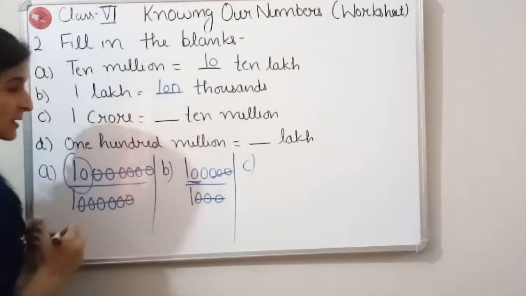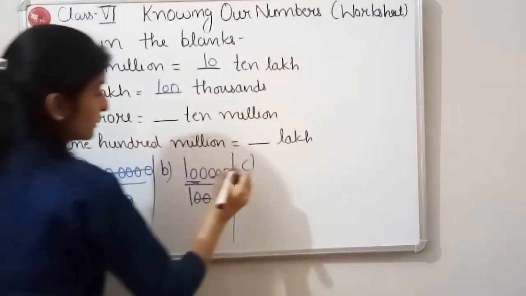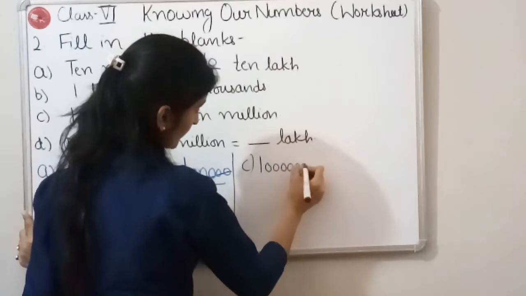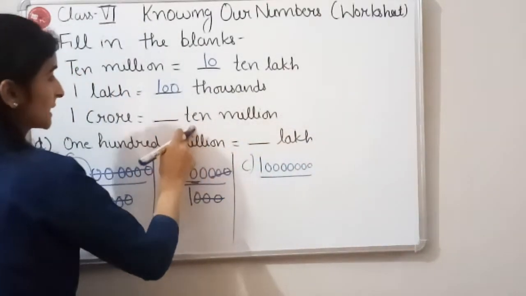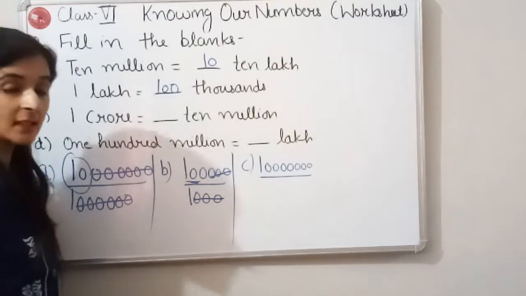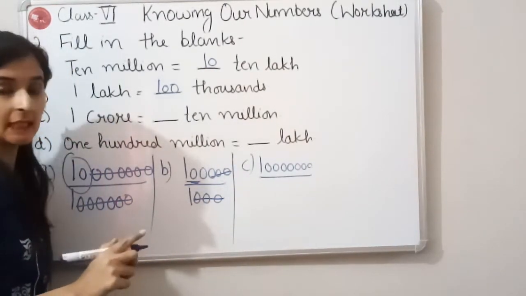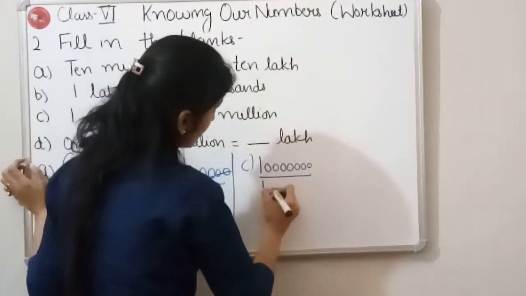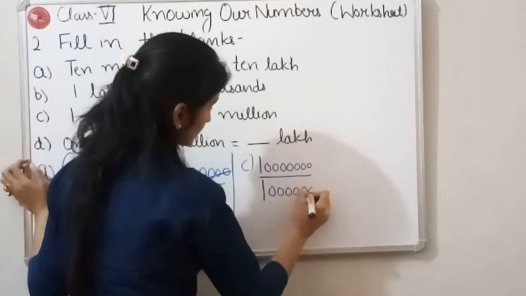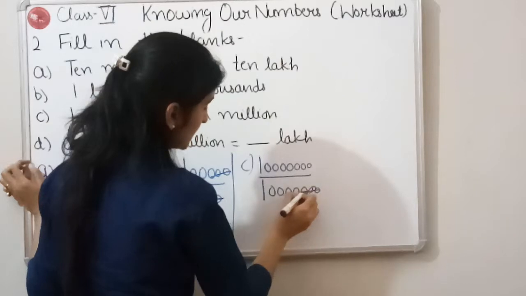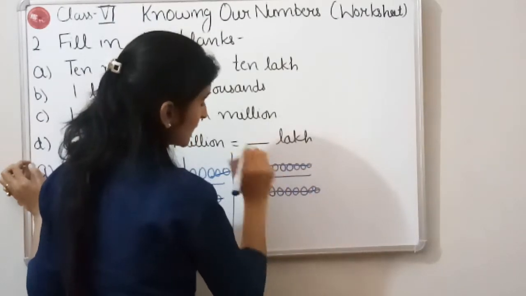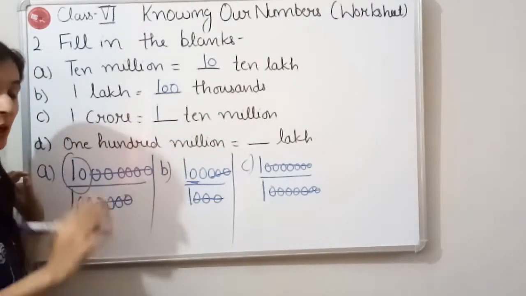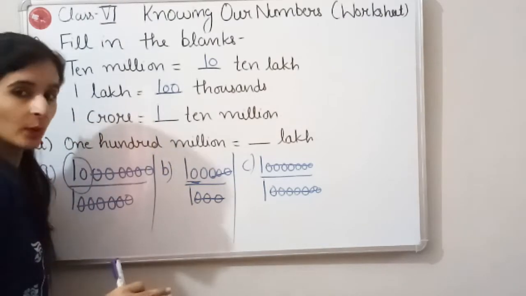Now let's come to the next part. 1 crore. In crore there are how many zeros? 7. Fine. Now there is 10 million. In 10 million how many zeros are there? In million there are 6 zeros, so in 10 million there will be 7 zeros. So we can cut these 7 zeros with these 7 zeros. We will be left with 1. So 1 crore is equal to 10 million.